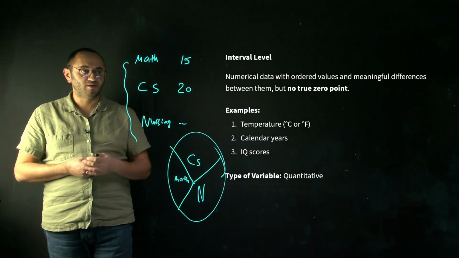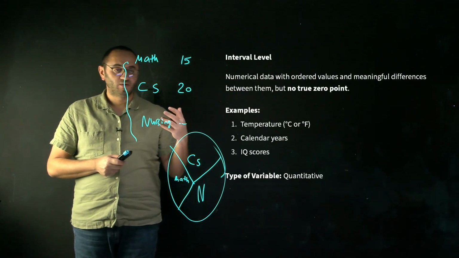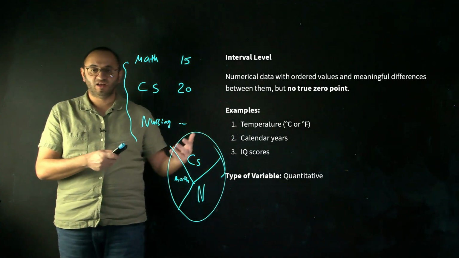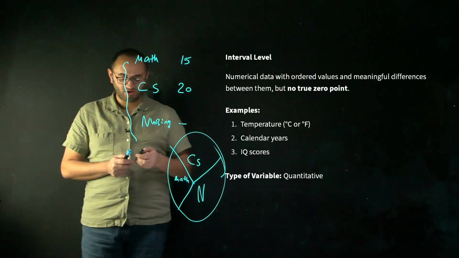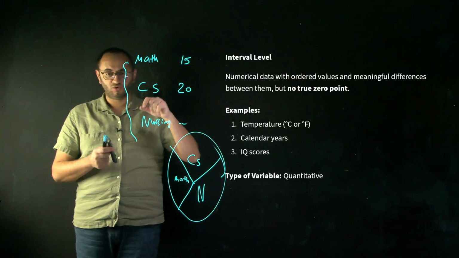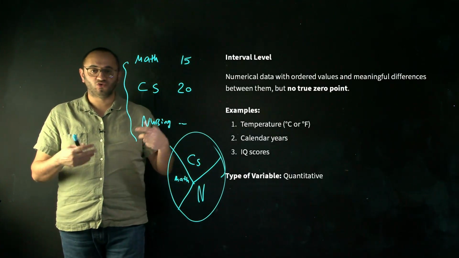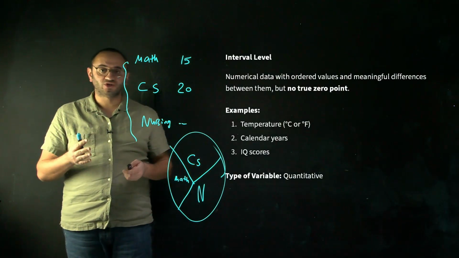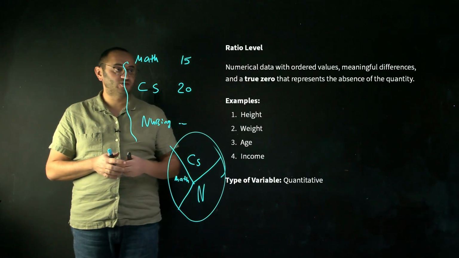The calendar year and the IQ score are examples of interval level of measurement, and they are numerical or quantitative variables. So here, think about 0. Is there a true 0 or no true 0? If there is no true 0 or no real 0, this is called interval. However, if there is a true 0, this is called ratio, and this is our next slide.